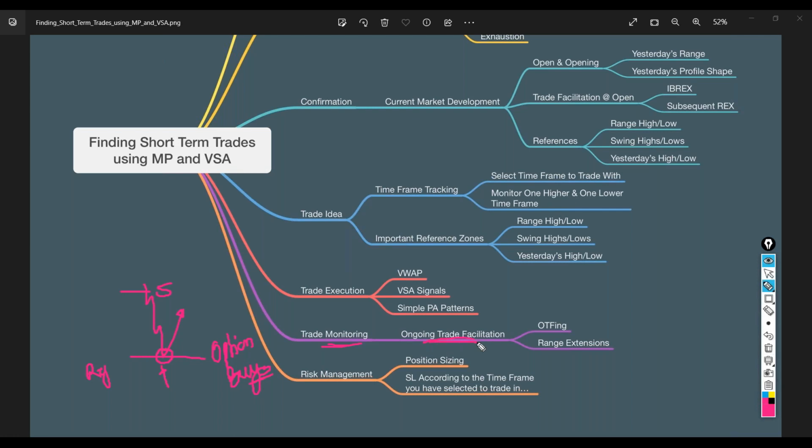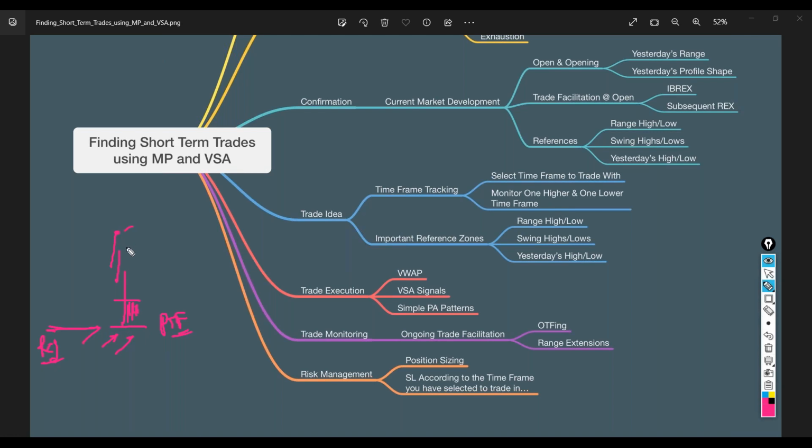So you monitor ongoing trade facilitation. What is that? One time framing, range extension. What do I mean by that? Simple. So this was your A period, B period extended range, C period fell sharply. And then if you get this, next 3-4 periods are just moving sideways. This is poor trade facilitation. Market is not doing a good job of going down. Someone is booking profits aggressively, or someone may be coming in and buying because this is an important reference. Makes sense? So range extensions have stopped.